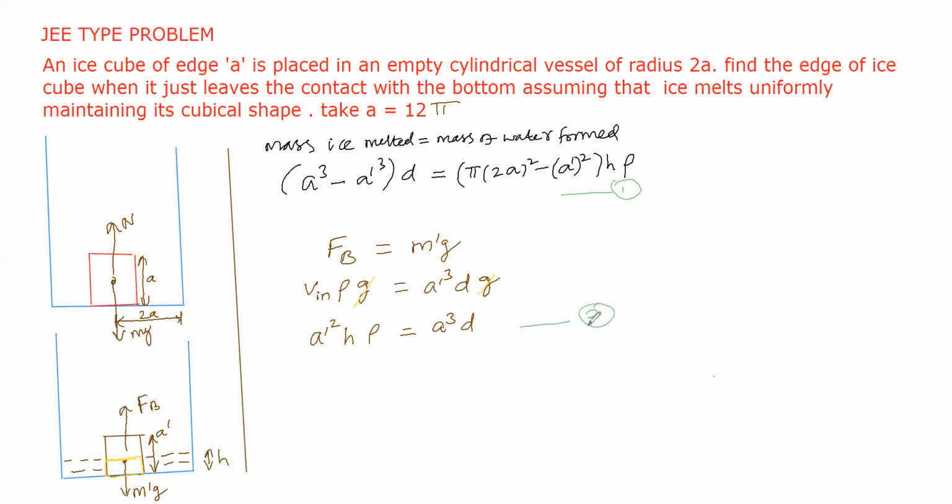Now we are going to divide equation 1 by equation 2. By dividing equation 1 and 2, what do we get here? Equation 1 is a cube minus a dash cube into d is equal to pi into 4a square minus a dash square into h into rho. Here we have to take it as a dash square.